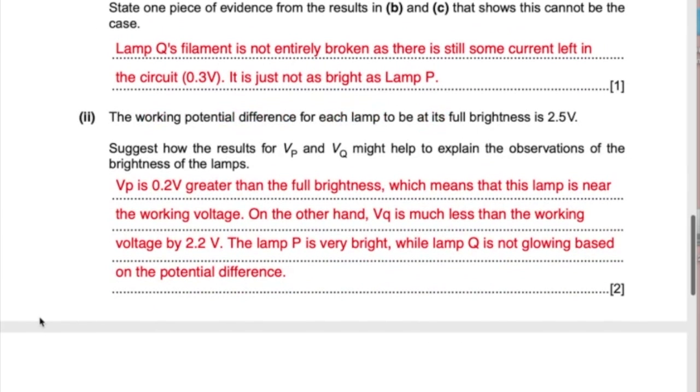For the second part, they're saying that the lamp to be at its full brightness is 2.5 volts. They're telling us to explain the observations of the brightness of the lamps. For lamp P, it is 0.2 volts greater than the full brightness, which was 2.7. This means that this lamp is near the working voltage and is at its full brightness. However, on the other hand, lamp Q is much less than the working voltage by 2.2 volts, and this therefore means that lamp P is very bright, while lamp Q is not glowing based on the potential difference.